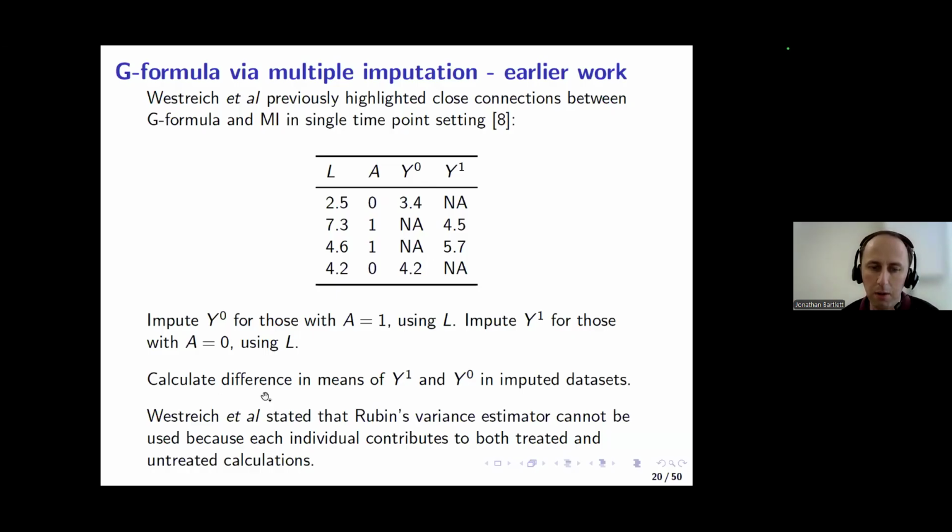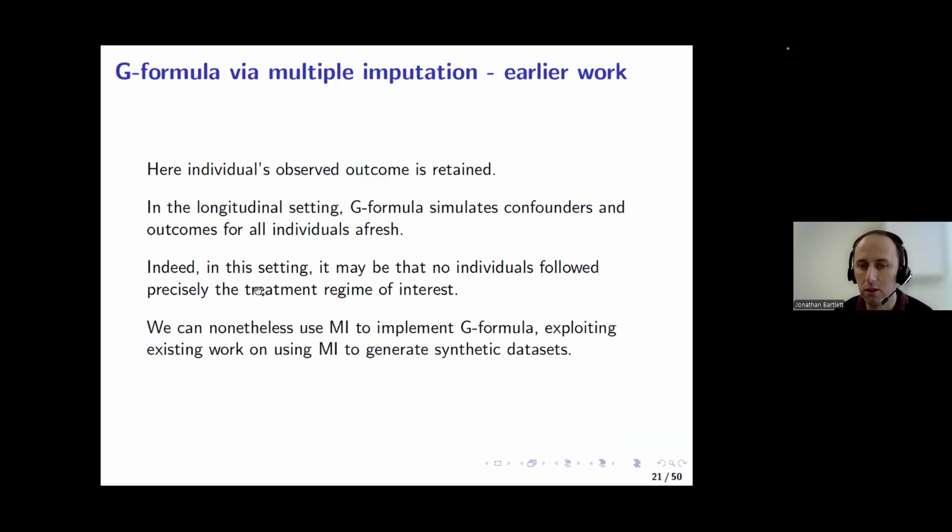And in this nice paper, they pointed out that you couldn't use Rubin's variance estimator directly here because you've got the same individuals contributing to both the treated and the untreated. So there were earlier connections to the idea of G-formula and multiple imputation that we in this work were building on. In the preceding slide, the actual observed outcome for each individual was retained in that approach. Whereas in the longitudinal setting in G-formula I described earlier on, you use the observed data to fit the models, but then you simulate completely new sequences of confounder values and outcomes for each individual. So you don't actually retain in the final analysis in G-formula the original confounders and outcomes. Those are just used in fitting the models, which are then used to simulate data.